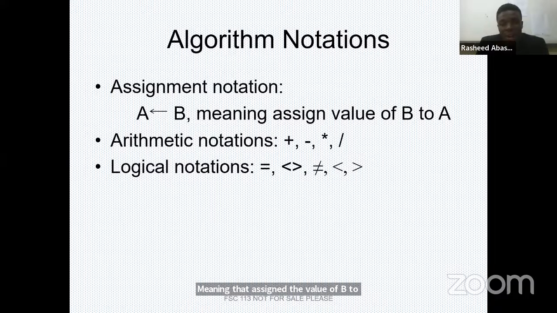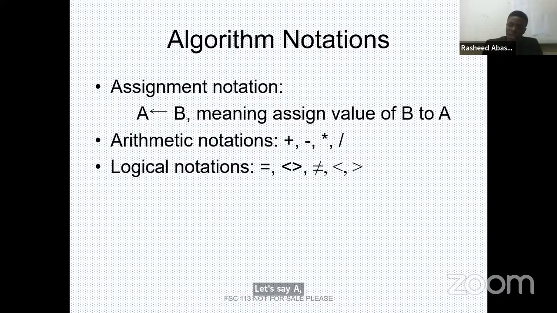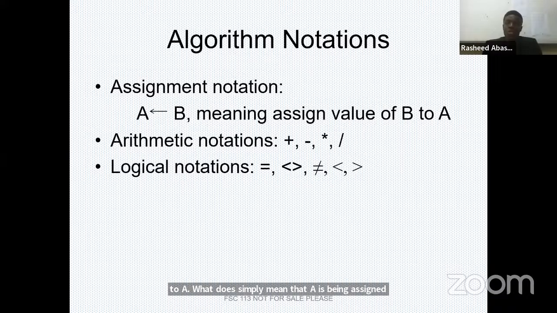A. For example, if I want to say A equals 20, you write A on the left-hand side, that arrow pointing to A will be there. Then on the right-hand side, where you have B, you have 20. Let's say A, 20, and you have an arrow pointing from 20 to A. What that simply means is that A is being assigned the value of 20. That is, you should make A 20.